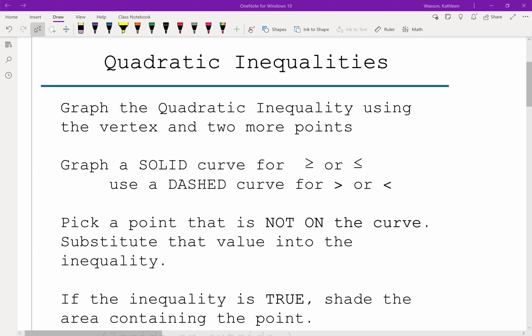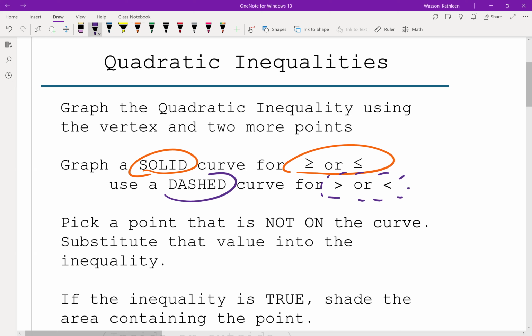Anytime you graph a solid curve, just like in any inequalities, for greater than or equal and less than or equal, it's solid. And for just greater or just less, you use dashed.